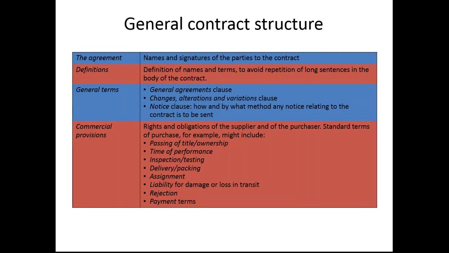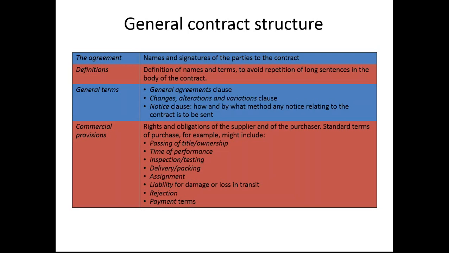Assignment. How is the contract going to be assigned from one party to another? Where's the liability for damage? Where's the liability for loss in transport? Normally that's covered through Incoterms. And it will clearly state which one of the 13 terms you've selected.